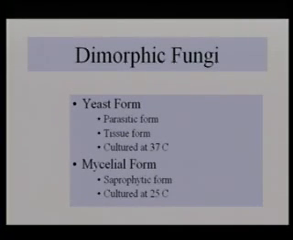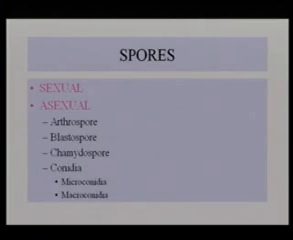The yeast form is also called the parasitic form or the tissue form. And in the lab, if we culture at 37 degrees, we grow the tissue form. In all mycology labs, we grow them at two temperatures. 37, what's 37? C, body temperature. And then at 25 degrees, which we call room temperature. It's a cool room.